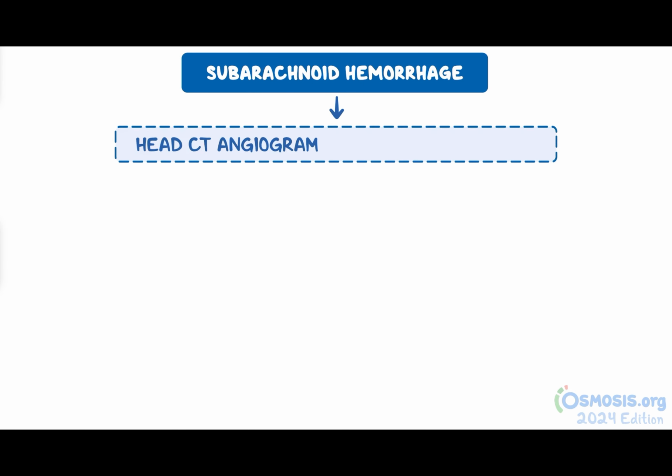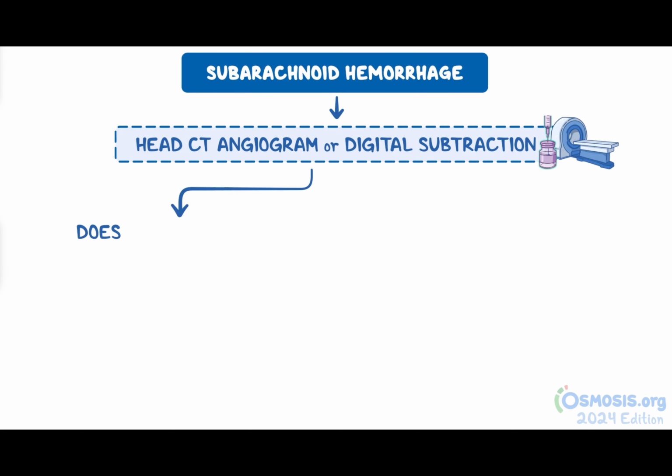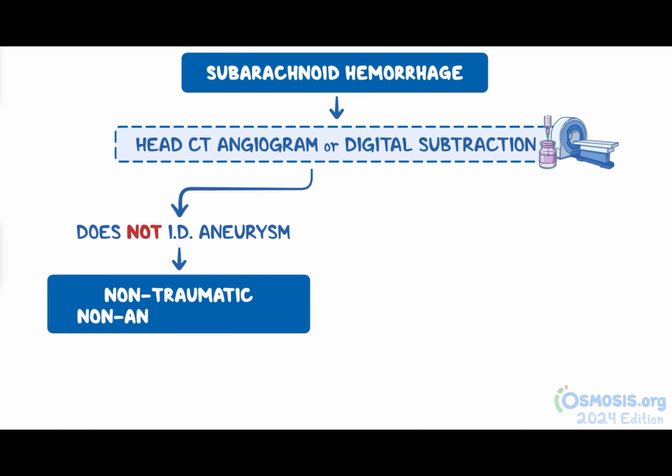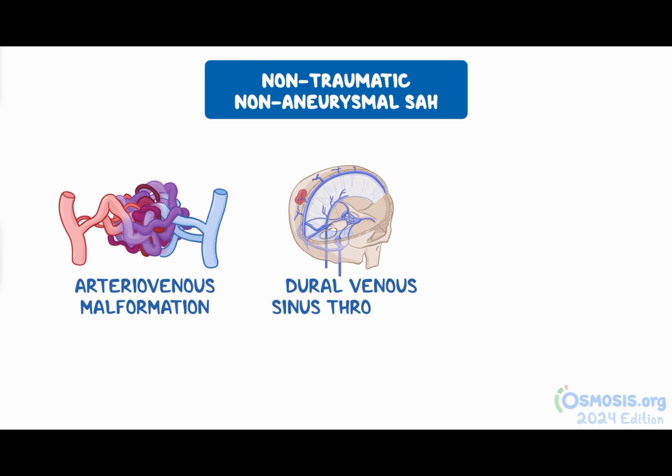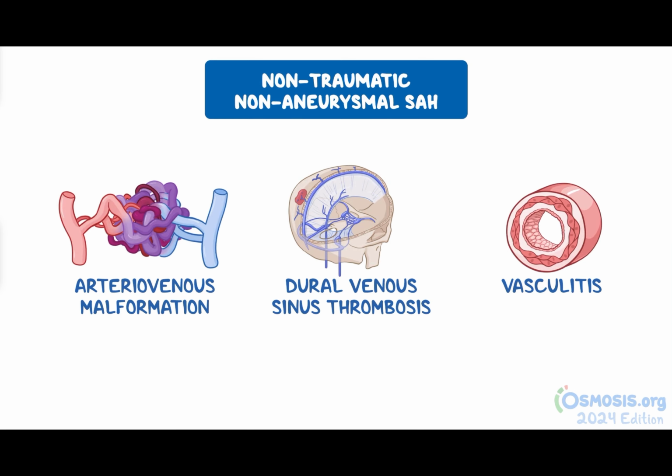Now, once you diagnose subarachnoid hemorrhage, order a head CT angiogram or digital subtraction angiography to rule out a ruptured aneurysm. If angiography does not identify an aneurysm, diagnose non-traumatic, non-aneurysmal subarachnoid hemorrhage, which could be secondary to conditions like an arteriovenous malformation, a dural venous sinus thrombosis, or vasculitis.